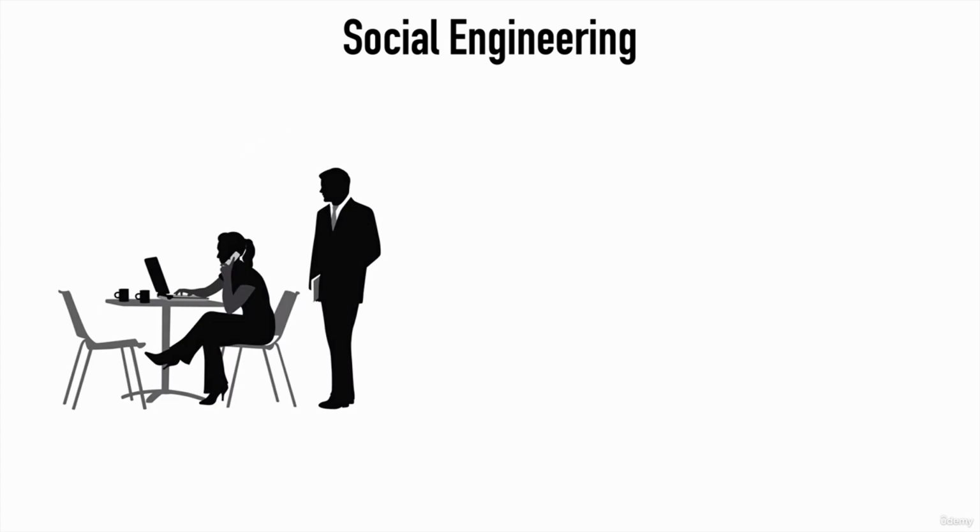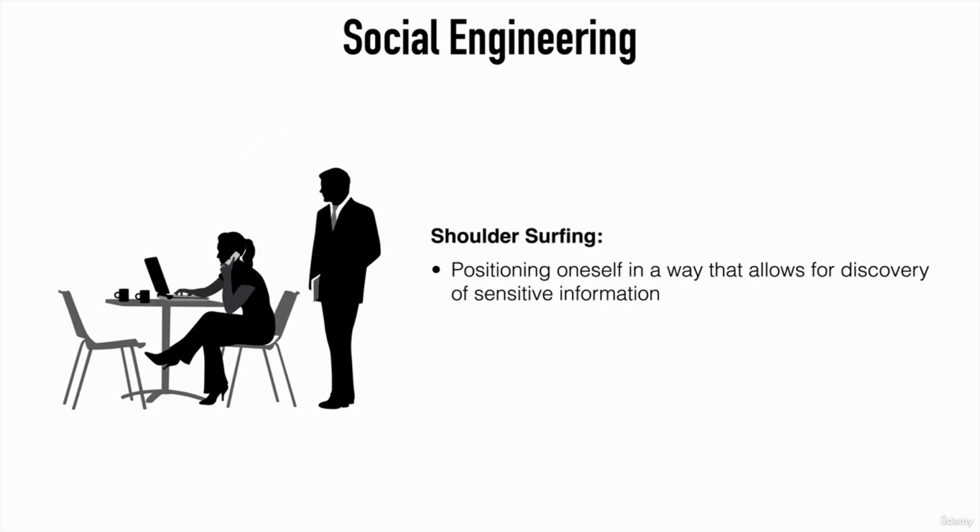There's also shoulder surfing, which is nothing more than positioning yourself behind someone in an attempt to look over their shoulder, trying to discover information. That information could be displayed on the computer screen itself, or maybe someone is trying to discover login credentials by observing the physical keystrokes as they are entered.